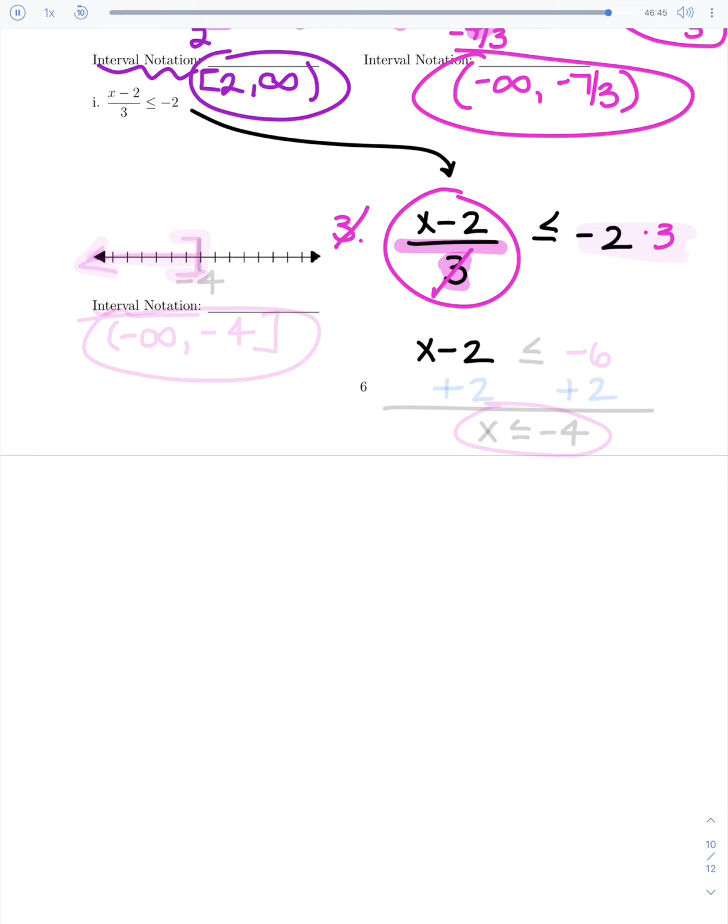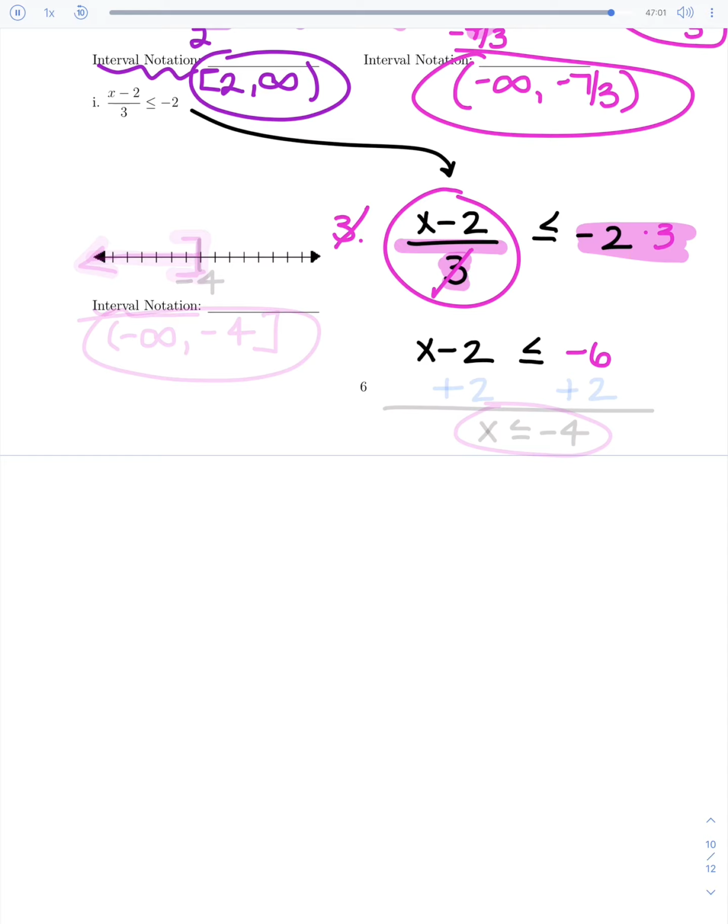Now, does my inequality switch? No, because we multiplied by a positive 3. So it will stay as a less than or equal to. However, on the right, I have a negative 2 times a positive 3, which is now going to give me a negative 6.